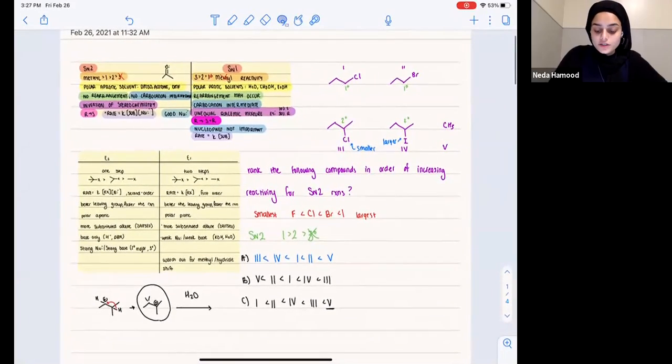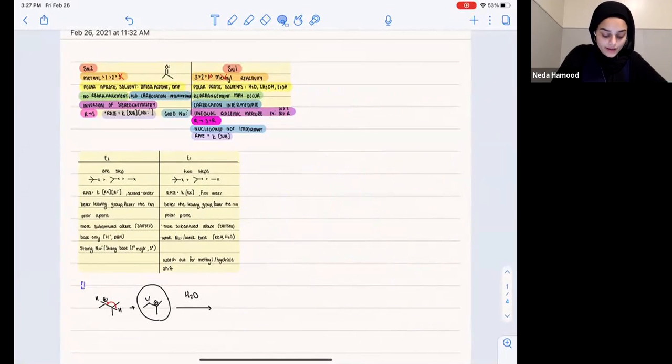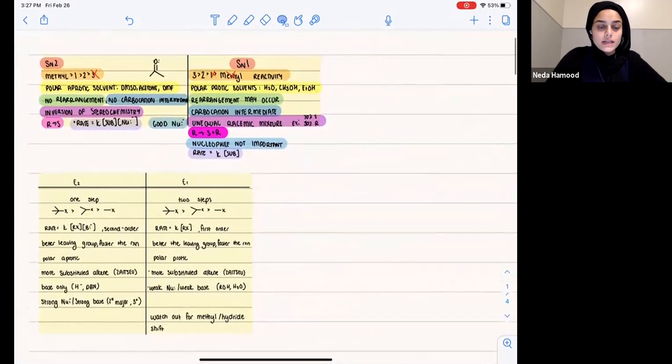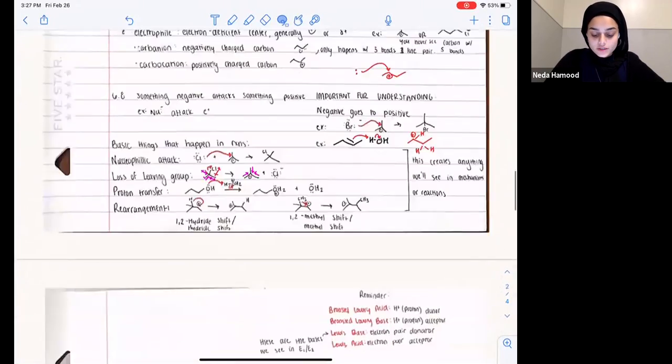So I have it in this chart here. Let me get rid of the stuff that I did during office hours. I have it just in the E1 reaction. If you guys want to take a little screenshot of this, this is a pretty helpful chart of Sn1, Sn2, E1, E2, just the basics of it. Okay, I'll let you guys take those pictures, and then let's go back to this.